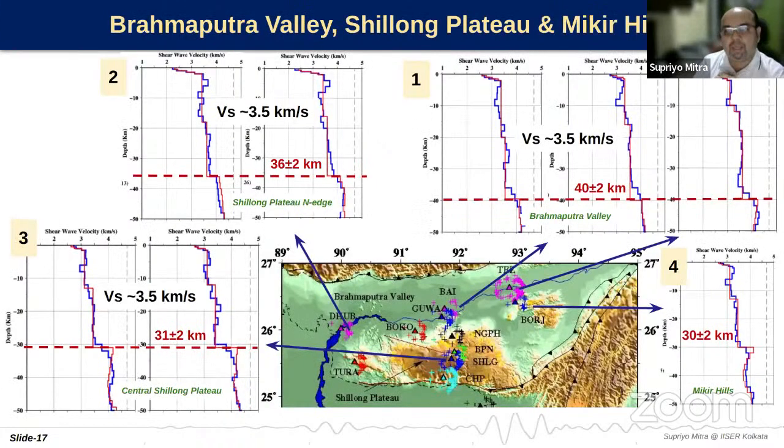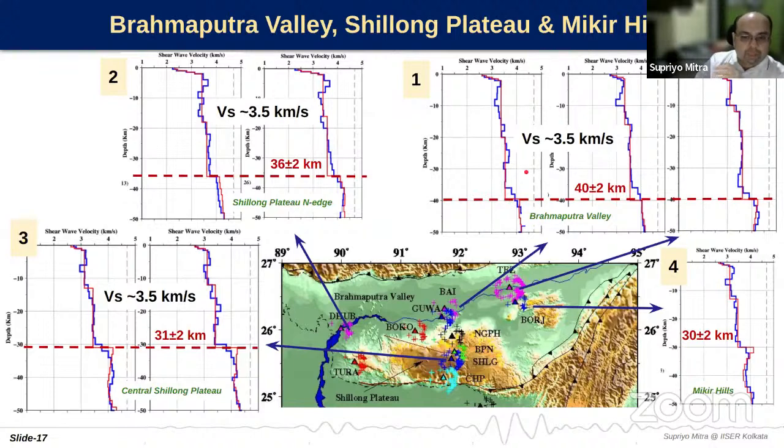So let me start by looking at the northern part of this region, which is in the Brahmaputra Valley. So what you see in one are three models from the stations in the Brahmaputra Valley. Things that we need to notice here is that the crust is about 40 plus minus 2 kilometers thick, and the average shear wave velocity is 3.5 kilometers per second. And the VP/VS ratio, which I have not plotted here, is about 1.73. So it's like a felsic crust.